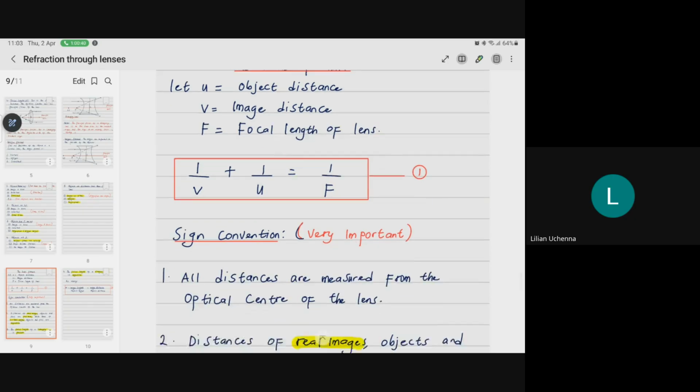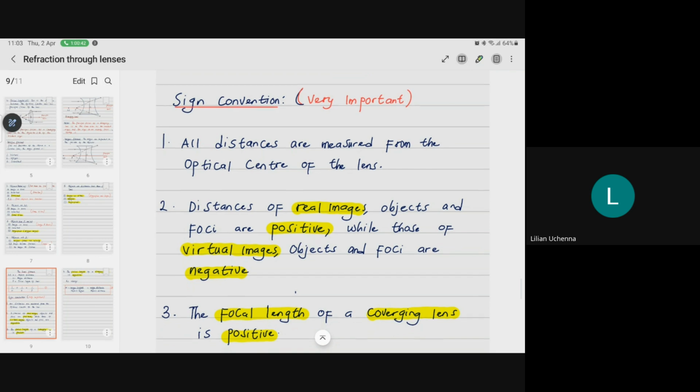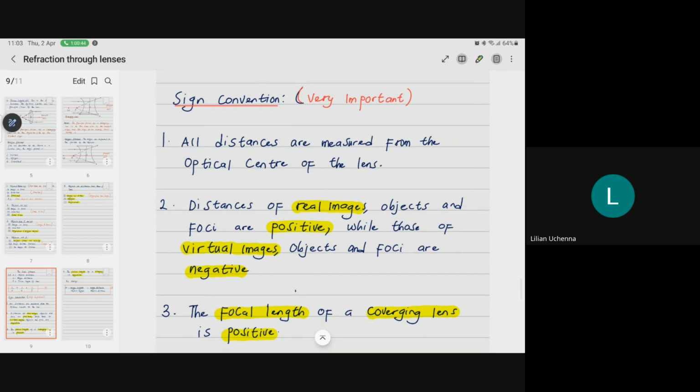All right. So what do you need to take note of? All distances are measured from the optical center of the lens. The optical center is our reference point, which happens to be the center of curvature for your mirror.